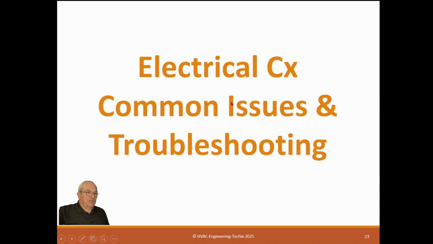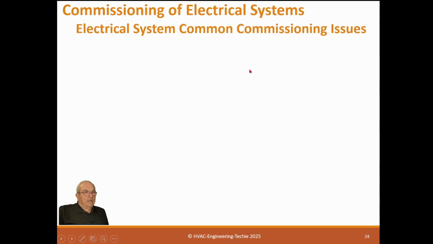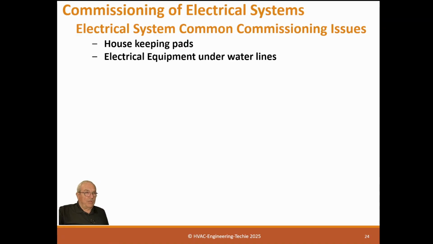Okay, common issues and troubleshooting for electrical systems. What do we normally see in buildings that are issues? So electrical common systems, housekeeping pads. A lot of people ignore housekeeping pad requirements. It is a code requirement, and the AHJ may pick up on it, but normally they do not.